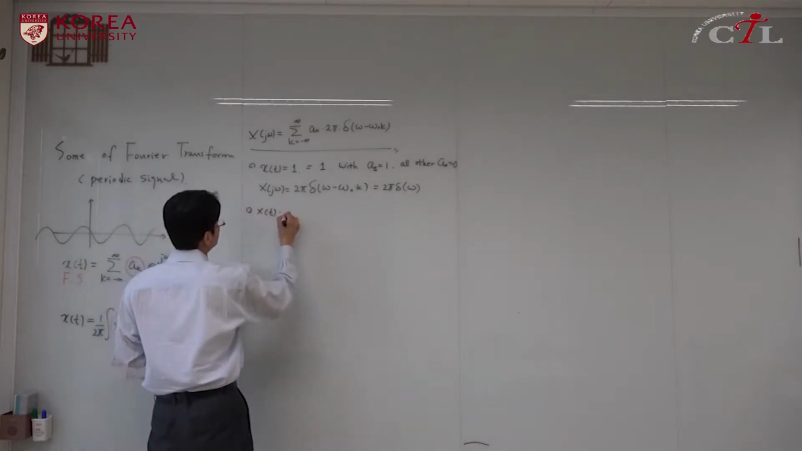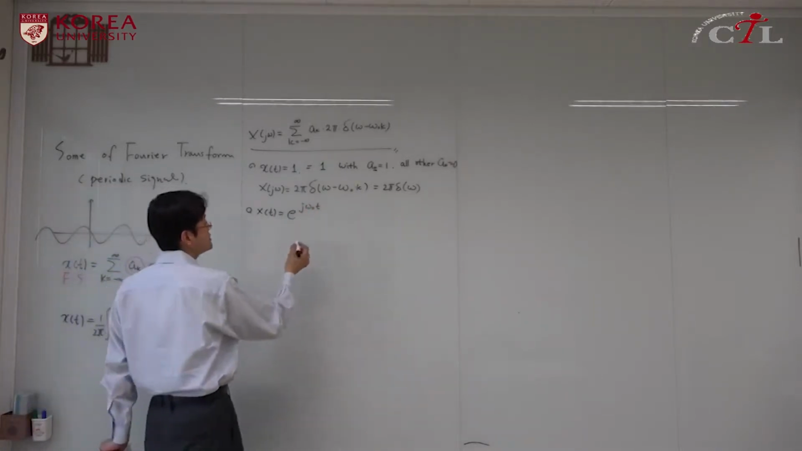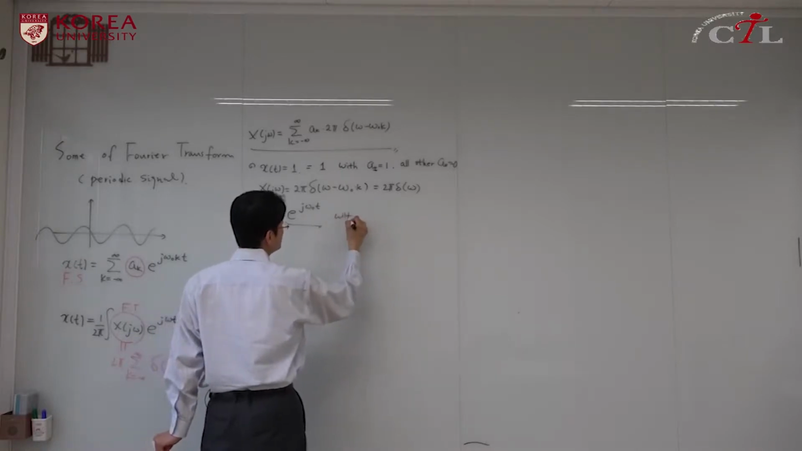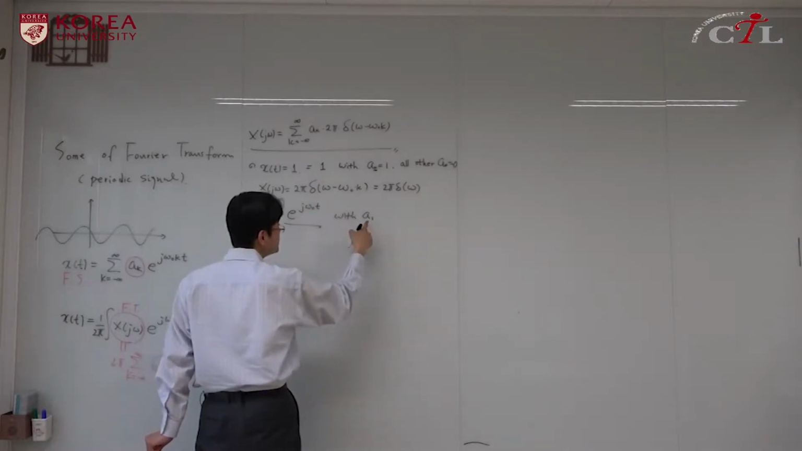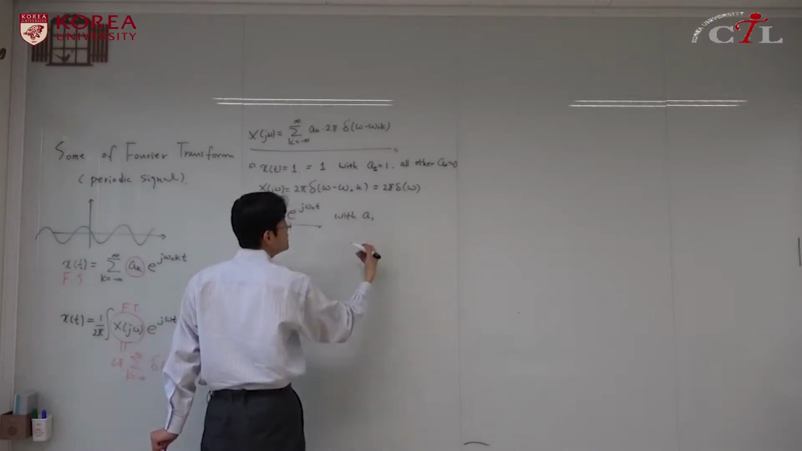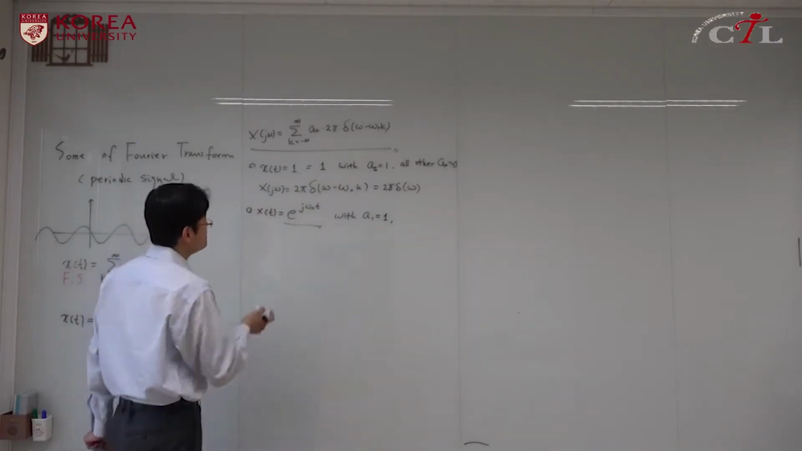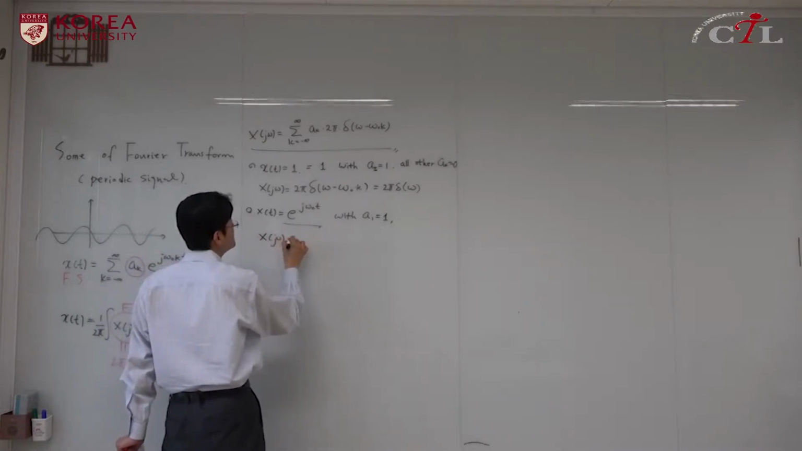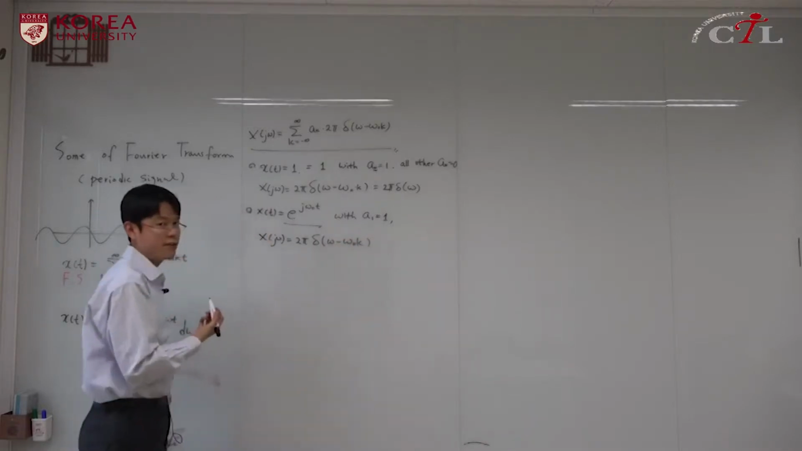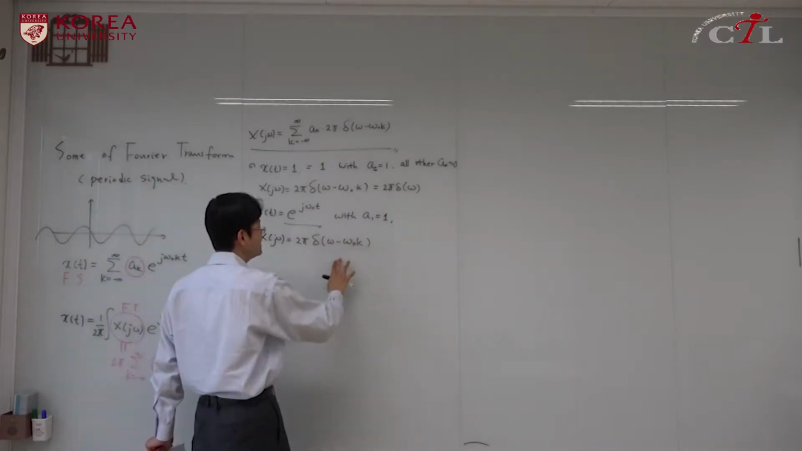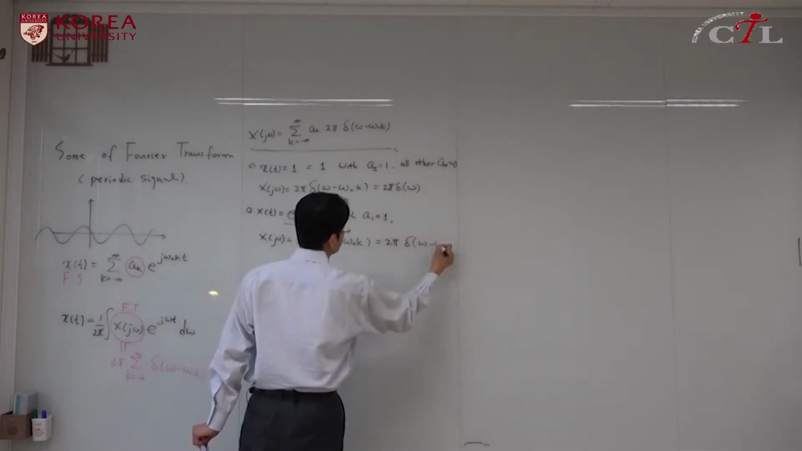Next, what if we do e^{j omega_0 t}? Then this is simply Fourier series with a_1, because omega_0 k equal to omega_0, so a_1 equal to 1 and all other a's are nothing. Therefore, X(j omega) is 2 pi delta(omega minus omega_0 k) with k equal to 1 and a_k equal to 1. So 2 pi delta(omega minus omega_0).